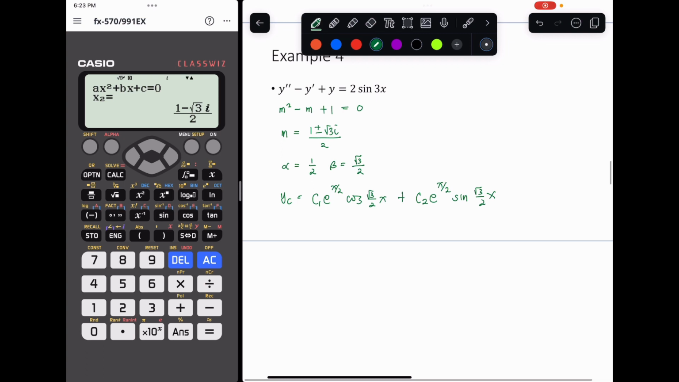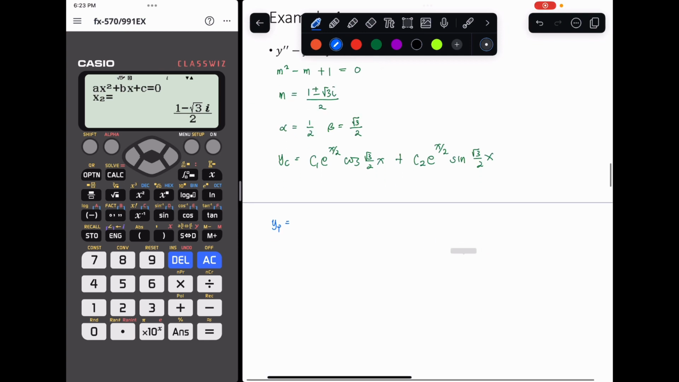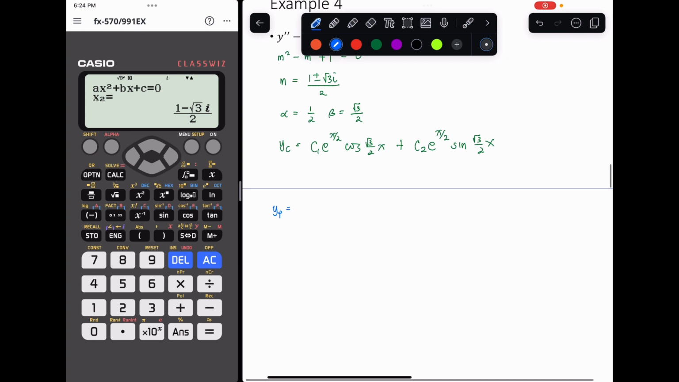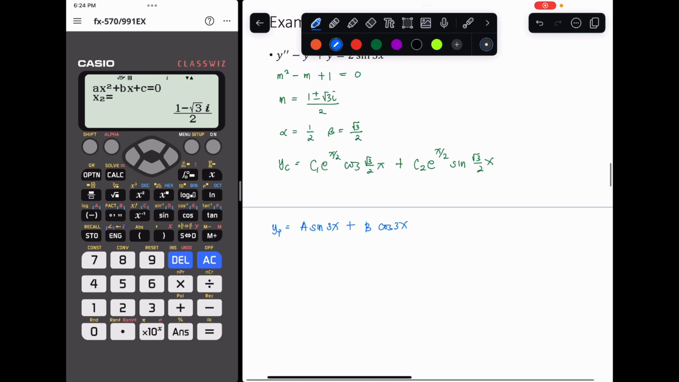So for our particular solution, yp, since the right side is sine 3x, I'll start with sine 3x, and then plus there should be a cosine 3x. So there would be A and B: A sine 3x plus B cosine 3x. So that is our yp.